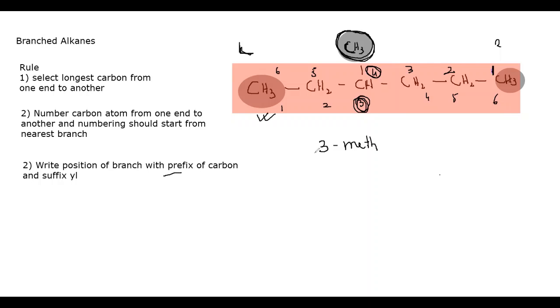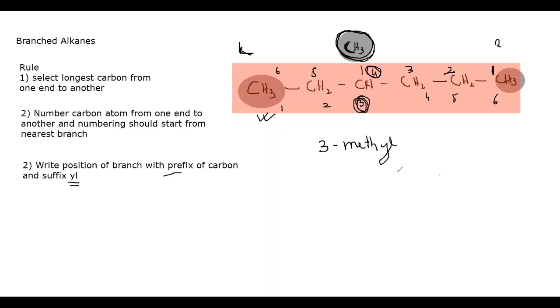So 3 is the position of the branch. Meth means one carbon in the branch. If there are 2 carbon, then it will be eth. If there are 3 carbon, then it will be prop. But in this example, there is one carbon in the branch. That's why we say meth. And the branch should always have a suffix YL. So it will be 3-methyl.